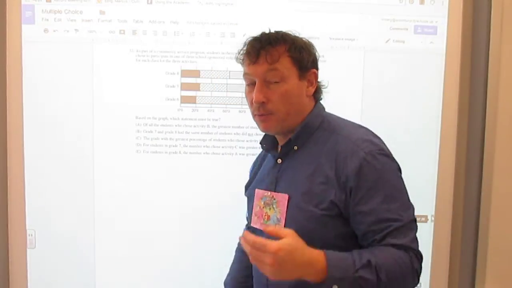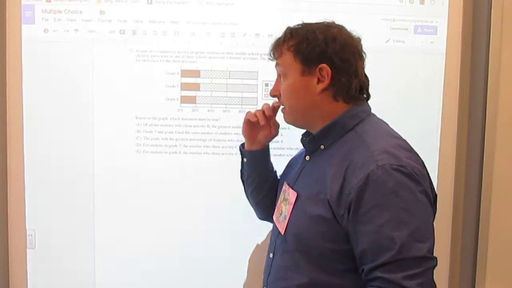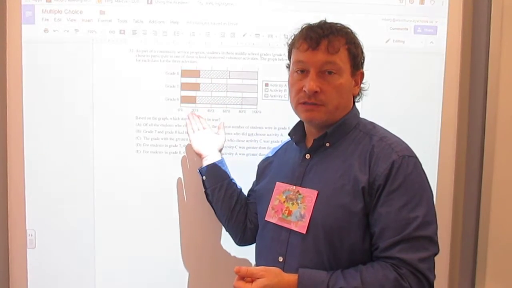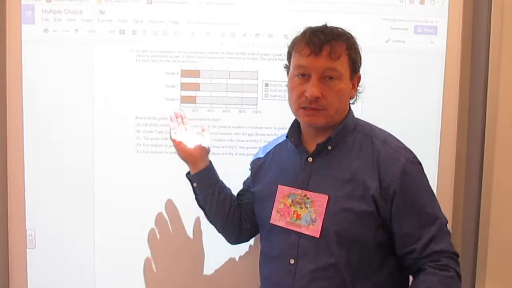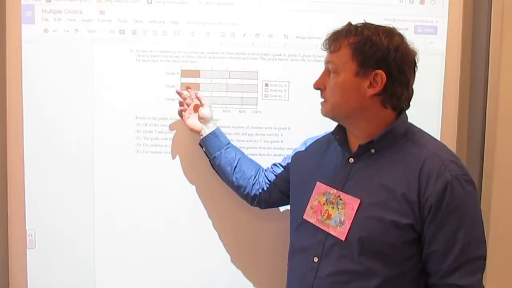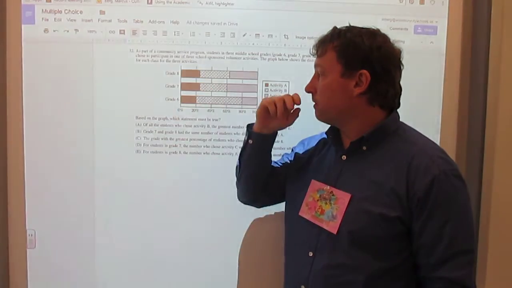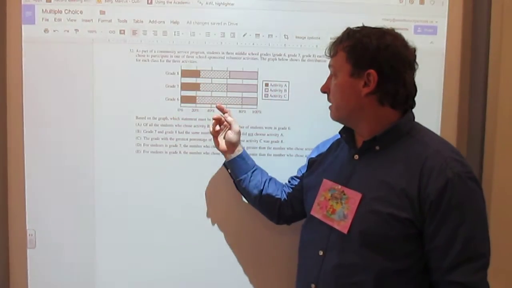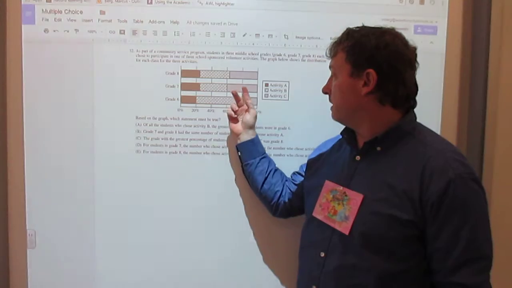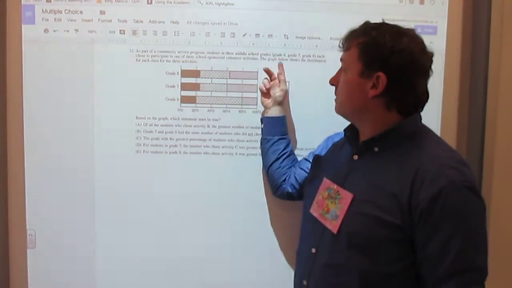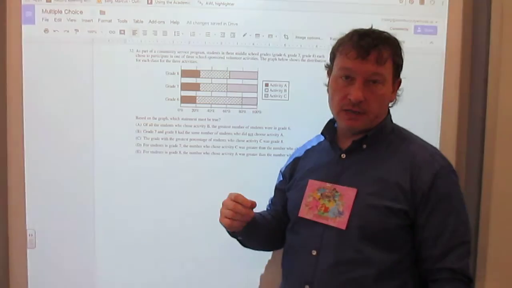All right, so we're in part 3 of the visual display of data, multiple choice questions. Common theme, once again, we were looking at this on box plots. Here we have percentages. Instead of having a box plot, this is just a segmented bar graph. Black is activity A, this is activity B, and that color is activity C. Once again, they do not tell us how many students are in each group.